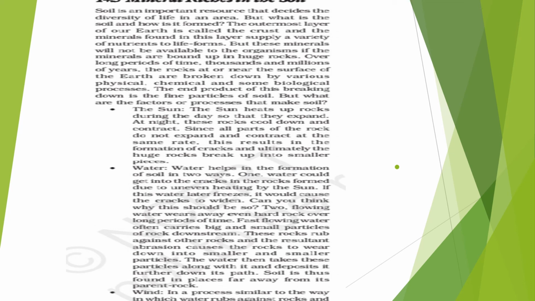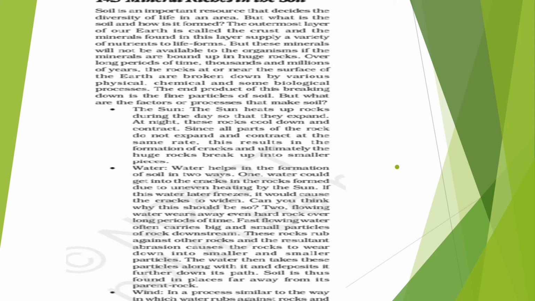Another way by which water can form soil involves the parent rock. Whenever water flows, the parent rock is carried along with the water and falls downstream. As a result, it rubs with another rock and they become smaller and smaller particles, and we call it soil.